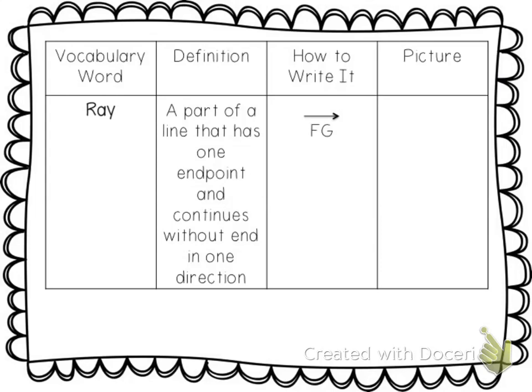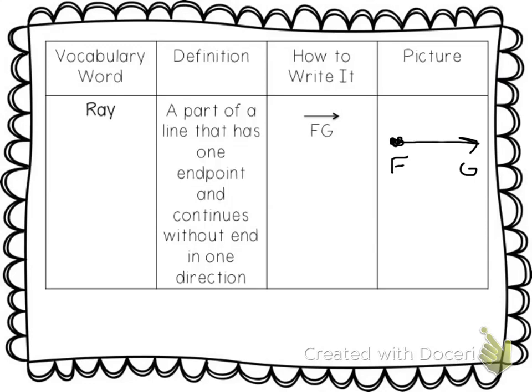A ray is a part of a line that has one end point and continues without end in one direction. This is kind of a combination of a line and a line segment. So on one end, it's going to have a point, and then on the other end, it's going to have an arrow. So this one starts here at point F, and then it continues without stopping in the other direction. So we would call that ray FG.